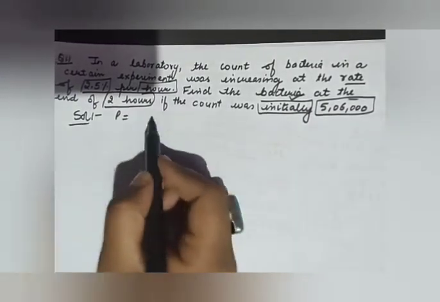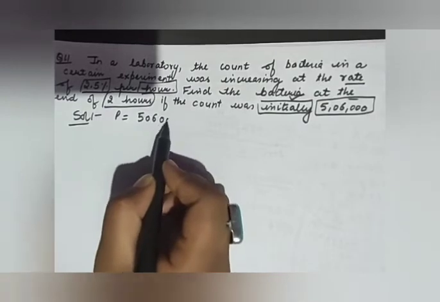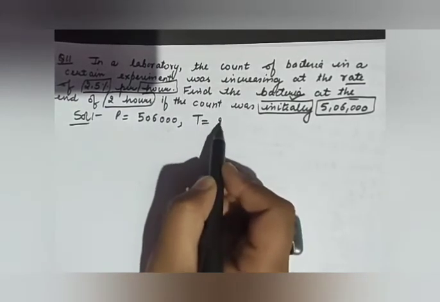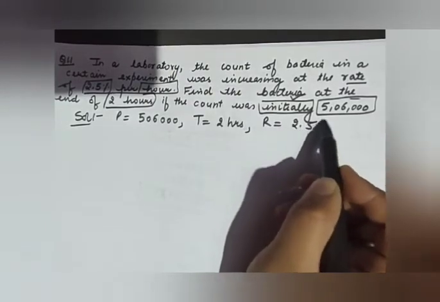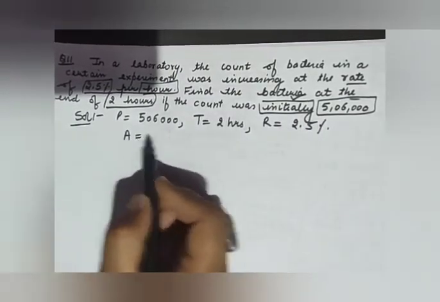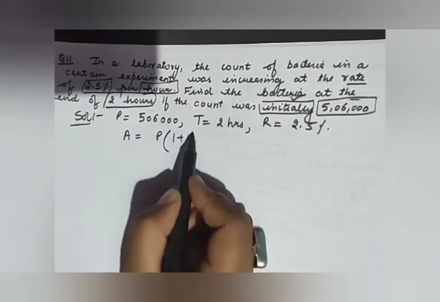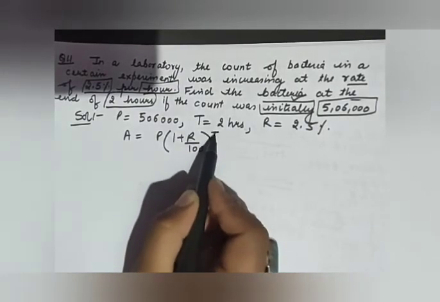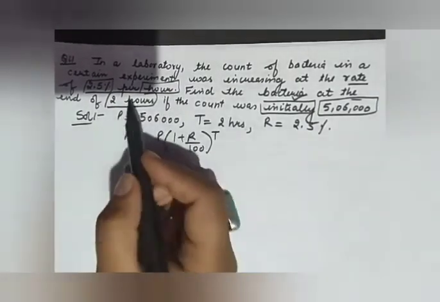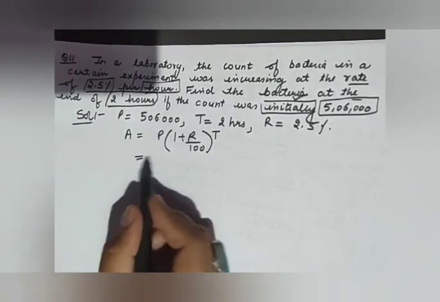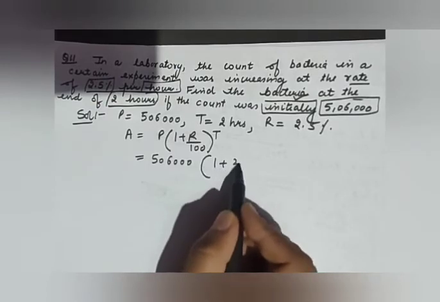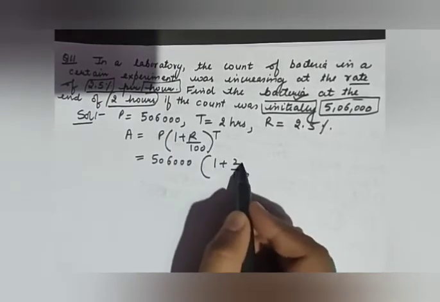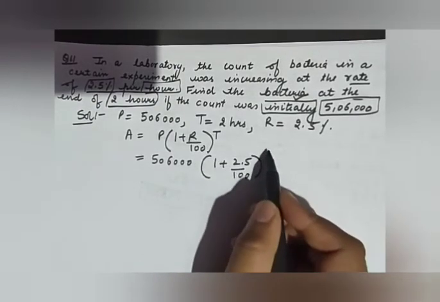So I am considering this as my principal. So it is 506,000. Time is your 2 hours. And rate is your how much? That is 2.5%. So simply you have to find out amount. So P into 1 plus R upon 100 raised to power T here, and T is 2 hours because already the rate is given in hours here. So it is 506,000 into 1 plus 2.5 upon 100, and that is raised to 2 here.